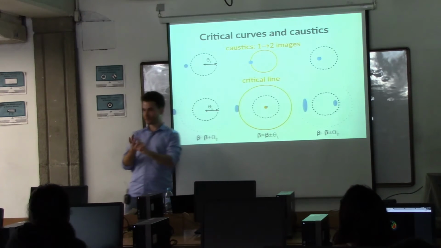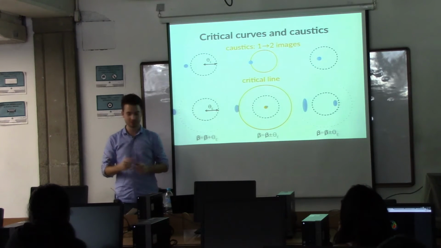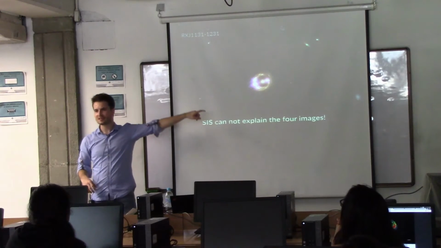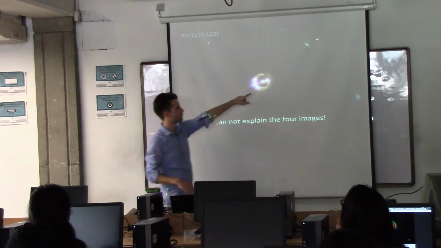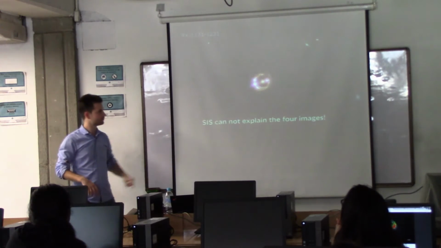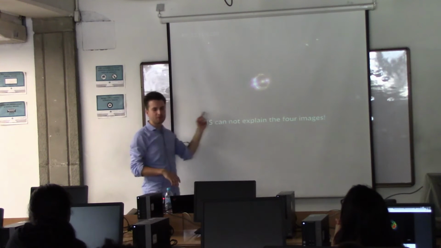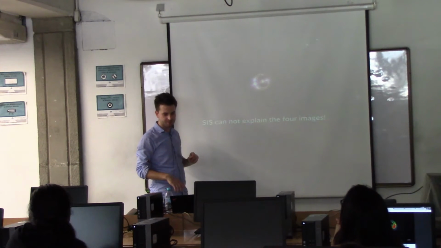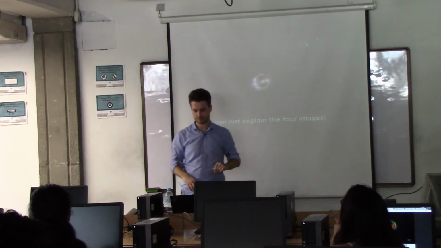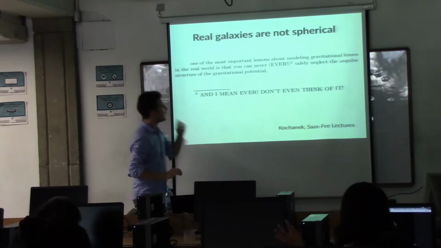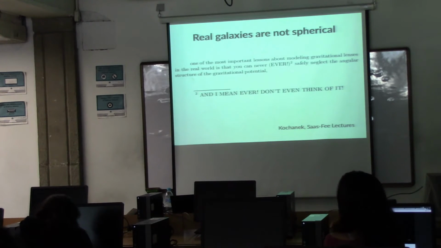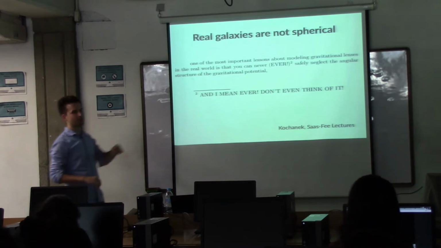So we can get 1 or 2 images now, which is better than always having 2 images, as we had yesterday. Yet we are still having this lens with 4 images that we don't know how to produce. And the problem is that a single isothermal sphere can't explain the 4 images at all. A single isothermal sphere is maybe too ideal of a potential.